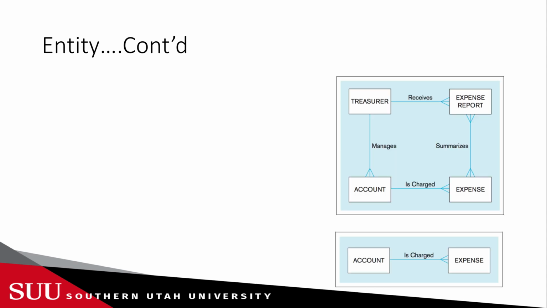So now we have two possible ERDs, the top one and the bottom one. The top one says, okay, the treasurer is an entity, and the expense report is another entity, account is an entity, and expense is another entity. Now the second ERD says, no, we only need account and we only need expense. So in this case, which one is right and why? Let's look closely at these two. Which one conforms to what should be an entity and what should not be an entity?